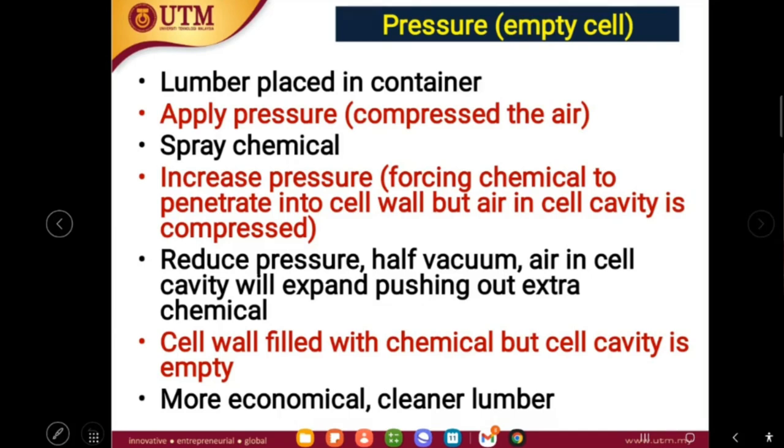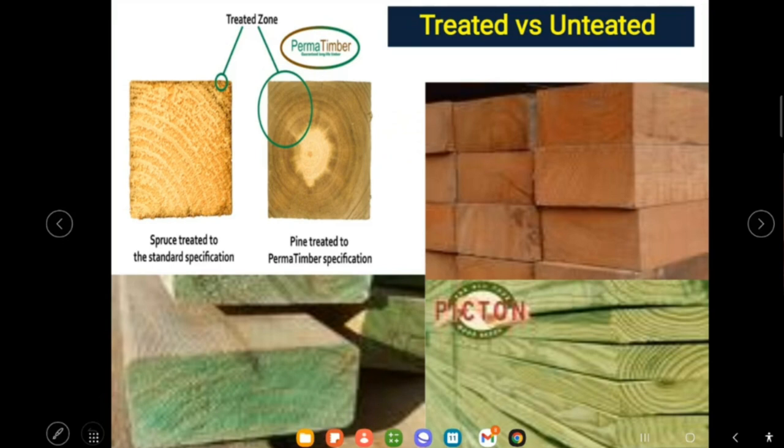So that is the difference between the full cell and the empty cell. If you look at here, these are examples of the timber which has already been treated.